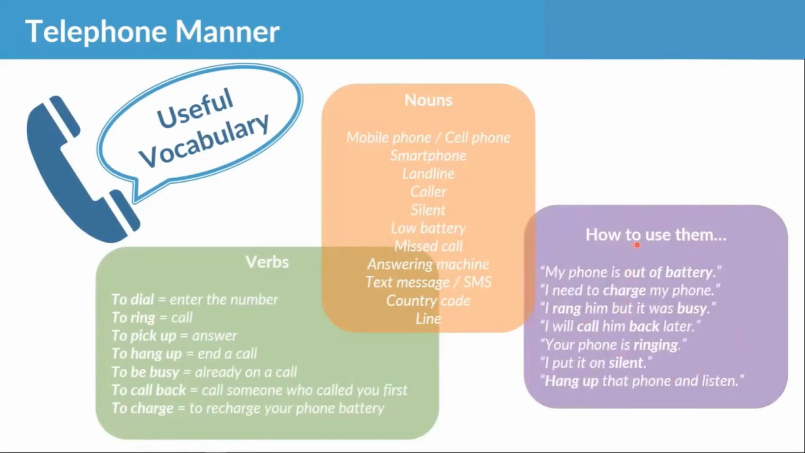And let's look at how to use some of them in sentences. So my phone is out of battery. I need to charge my phone. I rang him, but it was busy. I will call him back later. Your phone is ringing. I put it on silent. Hang up that phone and listen. Okay, so there's just some ways you would use them in sentences. So some of these verbs we only use when talking about telephones or telephone calls.